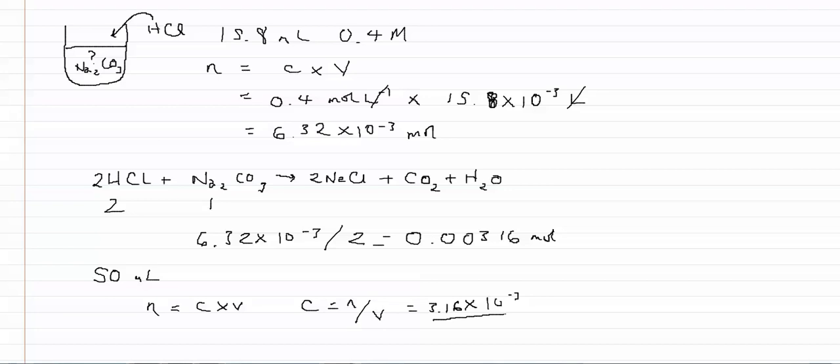divided by the volume. We've said it's 50 mils. Again, we have to work in litres, which is 0.05 litres. So it's moles on the top, litres on the bottom. And that gives us a value of 0.0632 moles per litre. So we can say that in our sample, the concentration of sodium carbonate is present at a concentration of 0.0632 moles per litre.